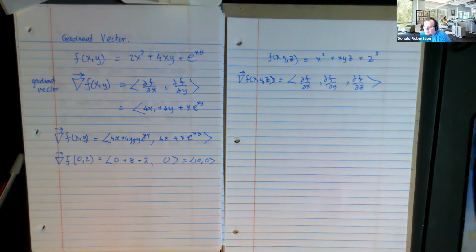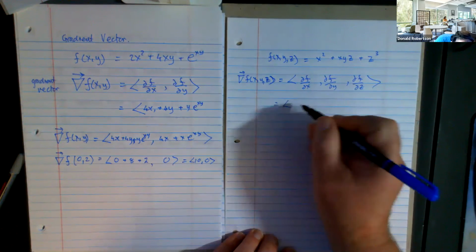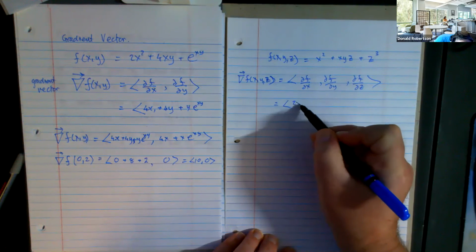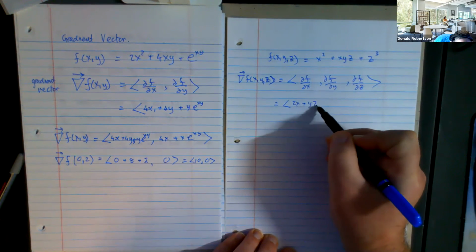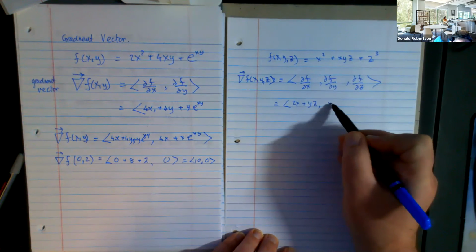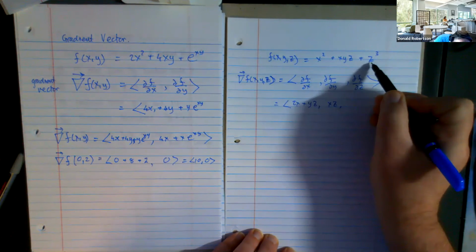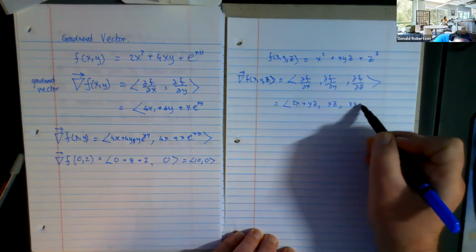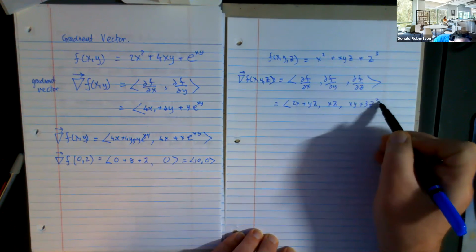And we're assuming that there's a natural order to the variables, right? X, then Y, then Z, right? First, then second, then third. Right, in this particular question, you get a 2x plus a yz, and then you get an xz, and then you get an xy plus 3z squared.